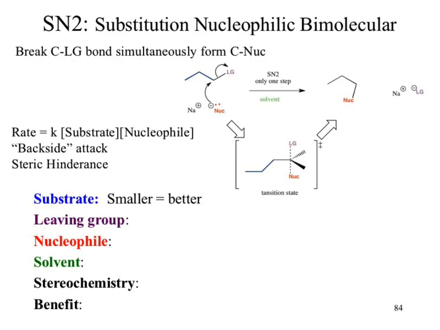So substrate, smaller is better, right? Because it's attacking the backside. The bigger the backside, the harder it is to gain access. Leaving group, again, pretty simple. It needs to leave. The nucleophile must be strong.